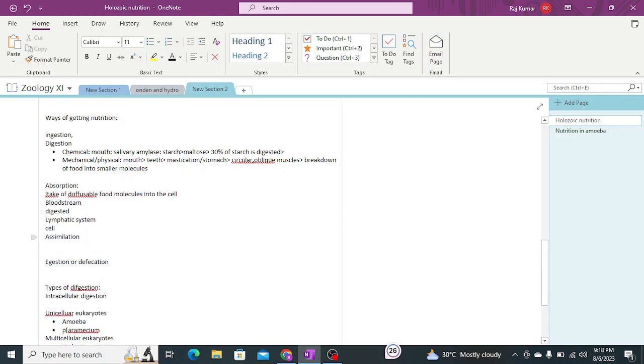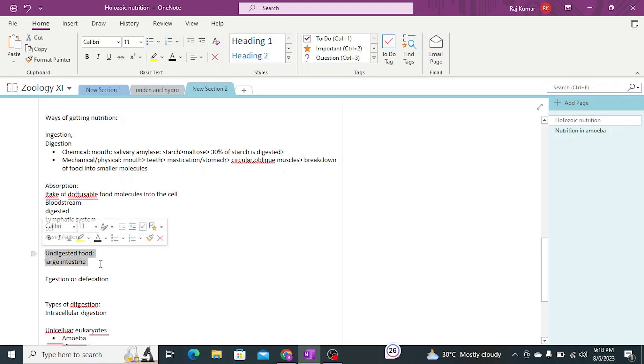Or if it is undigested food, where will it go? If it is undigested food, it will go inside the large intestine, where further the absorption will take place of water molecules as well as some minerals which are important for our body. So that important material will be absorbed from the food inside the large intestine.